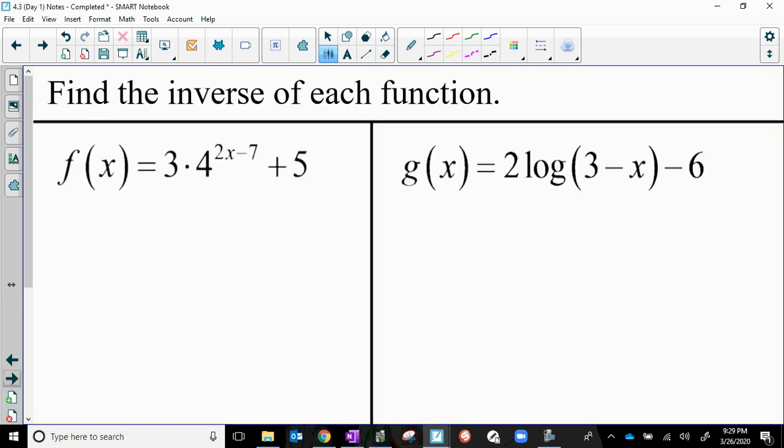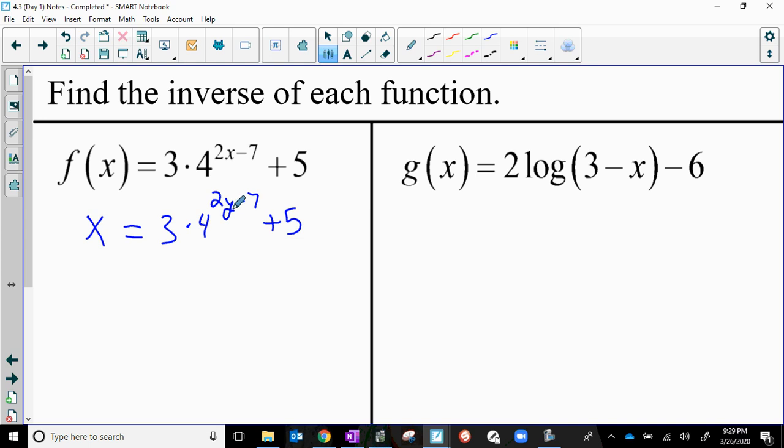So let's look at the last 2 examples. Find the inverse of each function. To find the inverse, I'm going to take this y, this f of x, and turn it into the other variable, because with inverses, input and output switch. I'm going to turn this input x into the output y. Now, the next thing I'm going to do is isolate y.